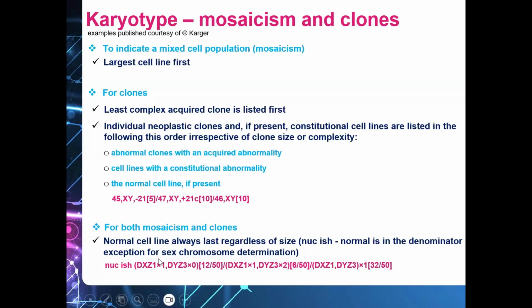Then for both mosaicism and clones, as I said, the normal cell line is always listed last. The only exception is nuc ish because the normal is in the denominator, and so you don't actually specify it, with, again, one little exception, which is for sex chromosome determination. And I've just given you an example of that there. It's in the book. All these examples are in the book.